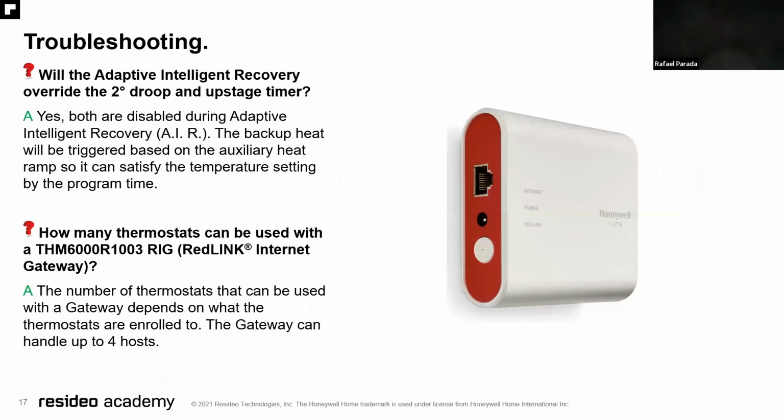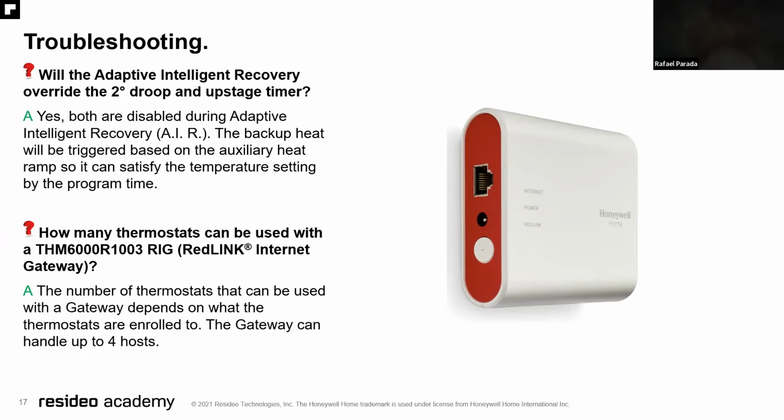Another common question we receive on the call center: will the adaptive intelligent recovery override the 2-troop and upstate timer? And the answer is yes. Remember, the adaptive intelligent recovery is meant to actually turn the system on or off to achieve the set point temperature at the set time.